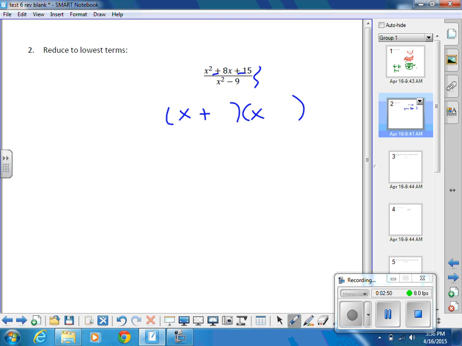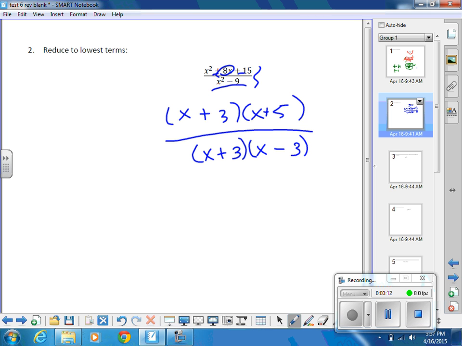Okay. Ways to get 15: 15 and 1, 5 and 3. 5 and 3, they add to get you 8. So now I know for this next one, I'm looking for one of these two factors that I just wrote down. Well, this is x squared minus 9. That's a difference of two squares, which means it's going to factor into an x and an x and a 3 and a 3. One's a plus, one's a minus. Now we notice that x plus 3 is what they have in common. Cancel it out. Whatever's left over, x plus 5 over x minus 3, that is your answer.